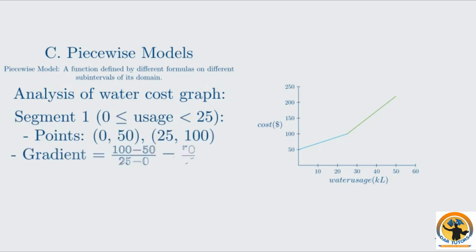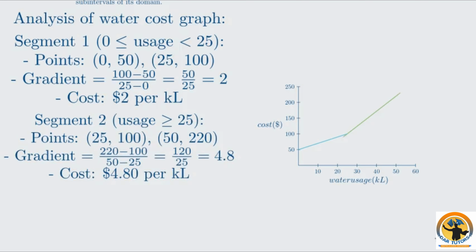Let's analyze the first segment. The points are (0, 50) and (25, 100). The gradient is 2. This means for the first 25 kL, the cost is $2 per kL on top of an initial fee of $50. For the second segment, the points are (25, 100) and (50, 220). The gradient is 4.8. This means for any water used above 25 kL, the cost is $4.80 per kL. The increase in gradient reflects the higher rate.